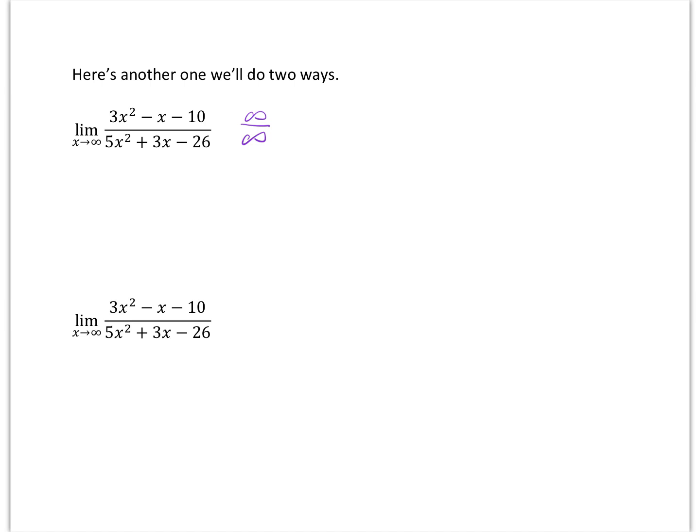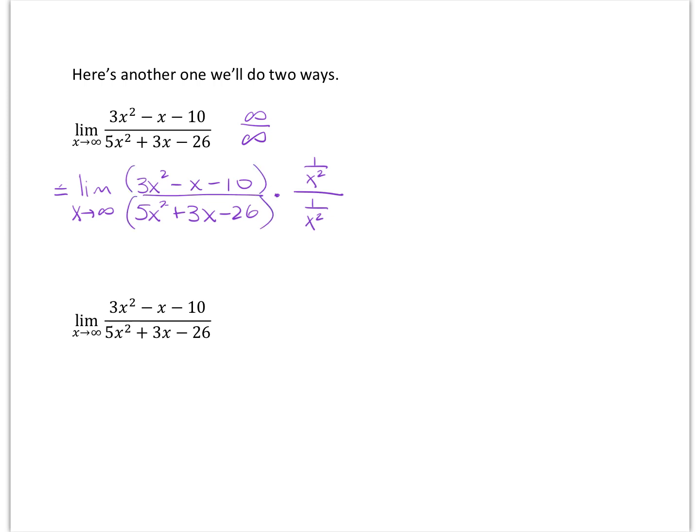So I'm going to do a fancy trick here, and I am going to multiply the top and bottom of my fraction by 1 over x squared. So I have the limit as x goes to infinity of 3x squared minus x minus 10 over 5x squared plus 3x minus 26. And I'm just going to multiply by a fancy form of 1. And that fancy form of 1 is going to be 1 over x squared over 1 over x squared. And then I'm going to distribute that 1 over x squared to the parentheses on the top and the bottom.